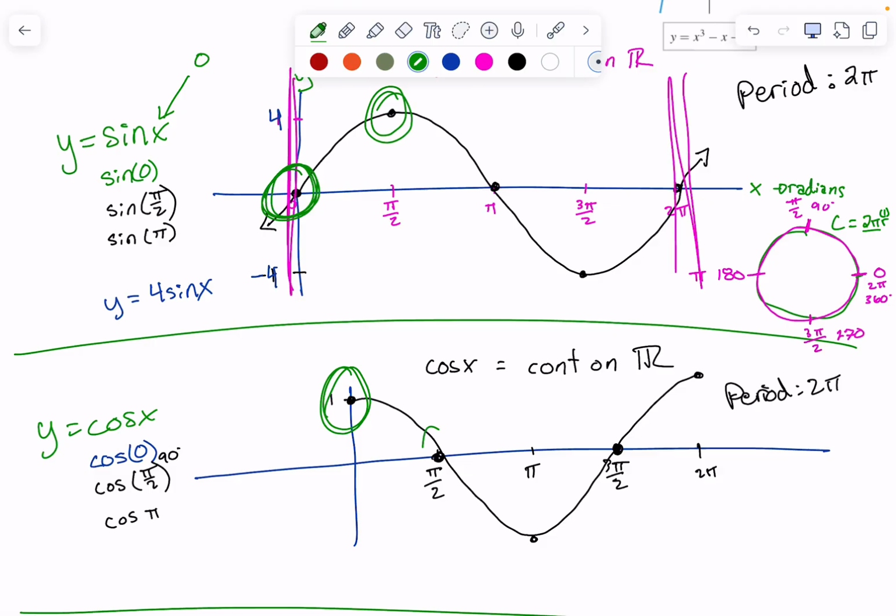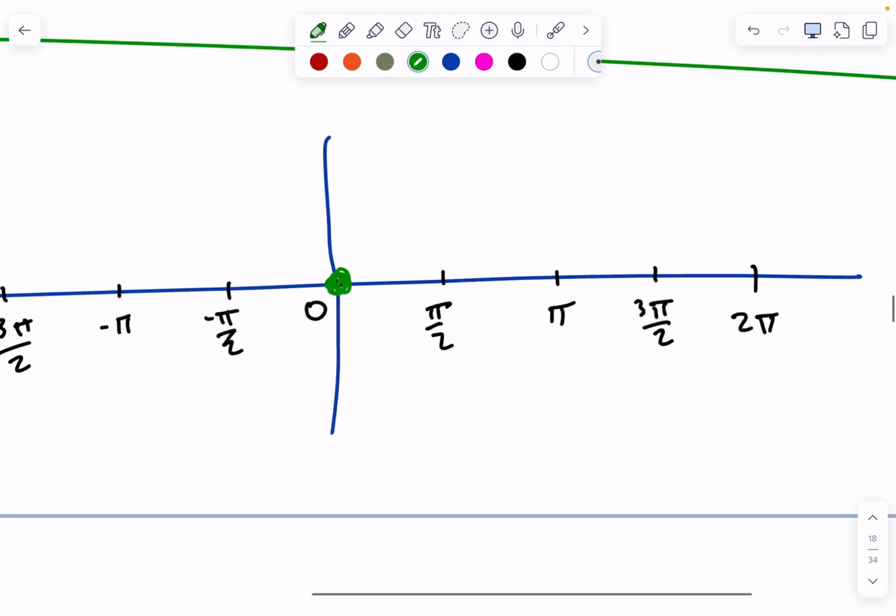Sine divided by cosine. What's tangent at pi over 2? Undefined. Right? 1 divided by 0 is undefined. So what happens at pi over 2? He has a vertical asymptote.